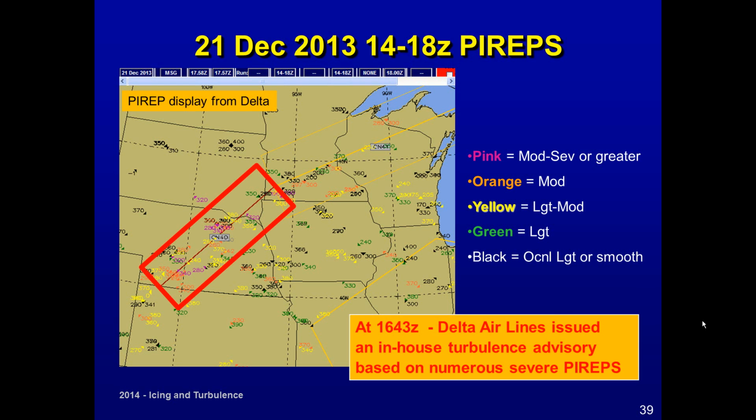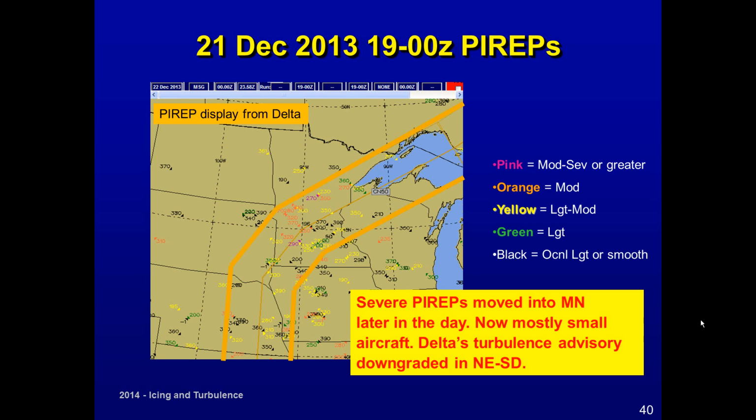Based on the reports from the Minneapolis Control Center, they had issued an in-house advisory to their dispatchers and crews to avoid the severe altitudes over the Nebraska region. The reports started with one severe pilot report around 1611 Zulu. By 1643 Zulu, Delta had the advisory out. By afternoon, the volume of severe reports had decreased. They lowered the expected intensity in another advisory. This now allowed Delta crews and dispatchers more flexibility on where to flight plan.